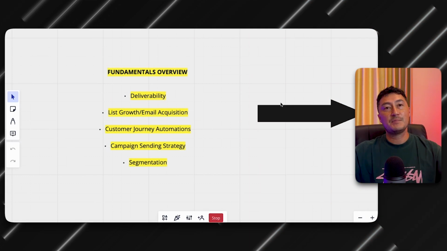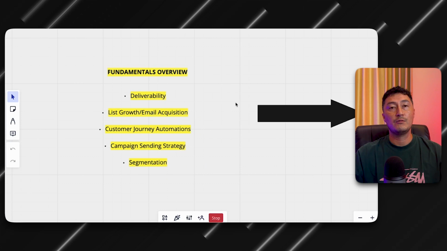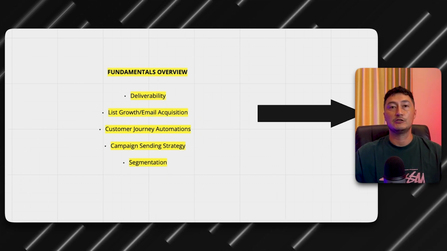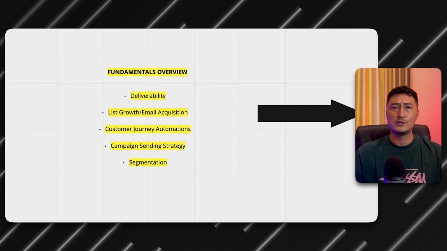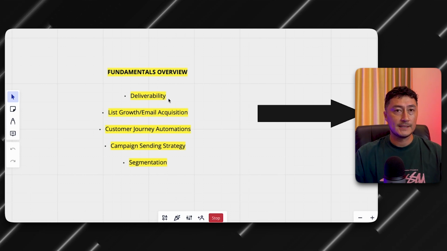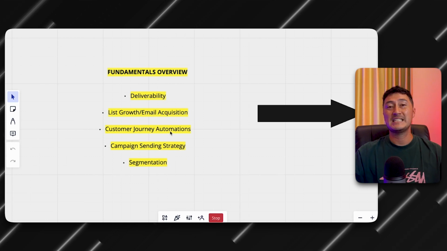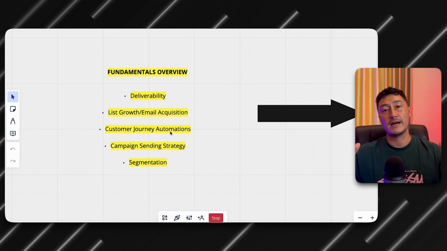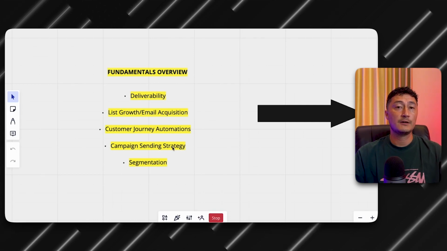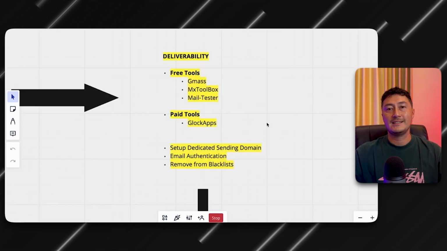So let's jump into the fundamentals overview. What do we need to ensure that we are landing in the inbox, getting as many emails as we can, and driving revenue through flows, through campaigns, and using the correct segmentation? So here we have, of course, deliverability. Then we want to look at list growth, email acquisition, then customer journey automations or flows, making sure we're hitting all the right customer touch points, then what your campaign strategy should look like, and of course, segmentation. First thing we're going to look at is deliverability.